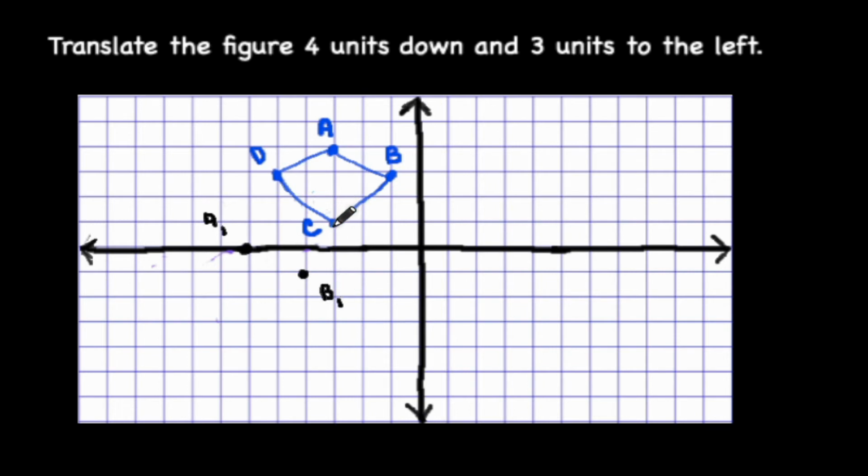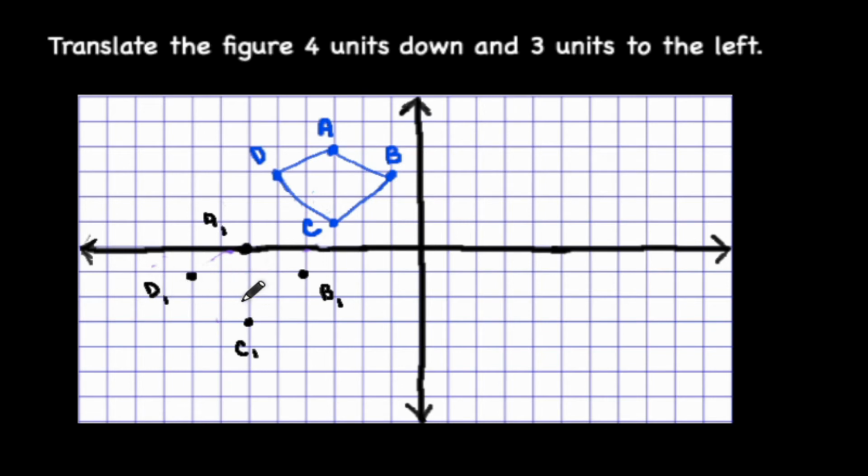Let's go with C. 1, 2, 3, 4, and then 3 units to the left. We have 1, 2, 3, and that's right here. So this is C prime. And then last but not least, we have D. So we have to go down 4 units. So that's 1, 2, 3, 4, and then 3 units to the left. 1, 2, 3. So all you're doing is just following the directions, okay? So this is D prime.